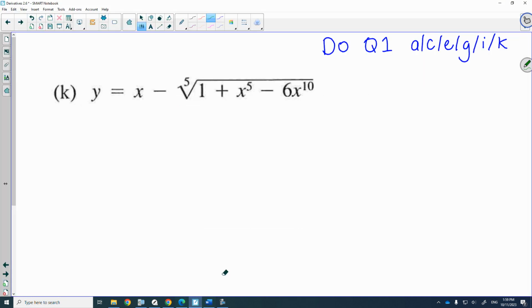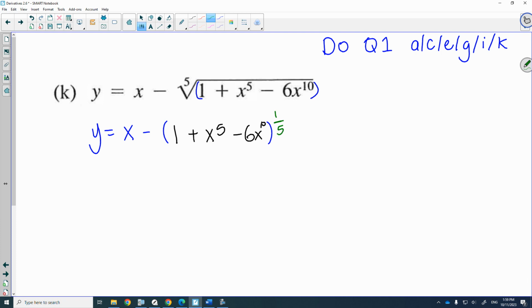Okay, so first thing I want you to do is rewrite this. Take this out of its radical form, because we want to be able to apply chain rule in here somewhere. So write it with a fractional exponent. So that would give us x minus, now remember there could essentially be a bracket in here. So it would be (1 plus x to the 5 minus 6x to the 10). And what would the fractional exponent for this be? 1/5.